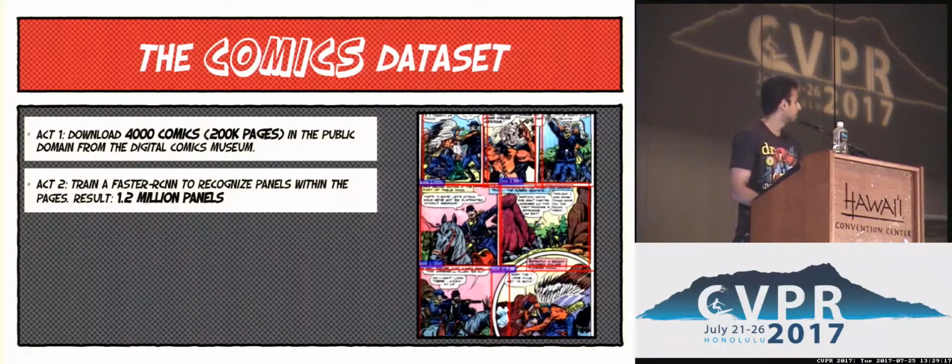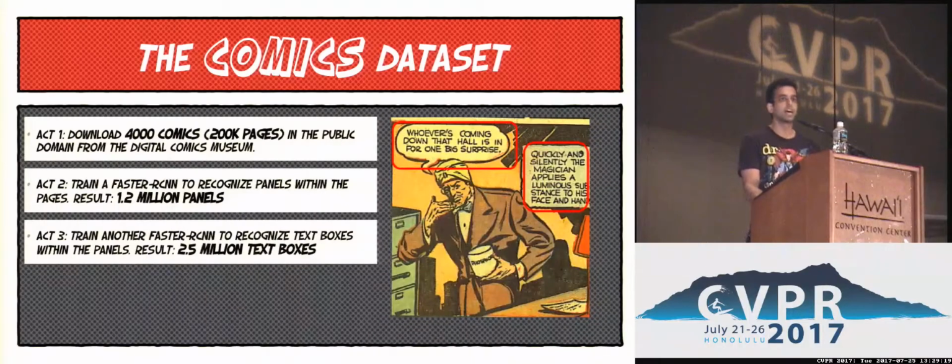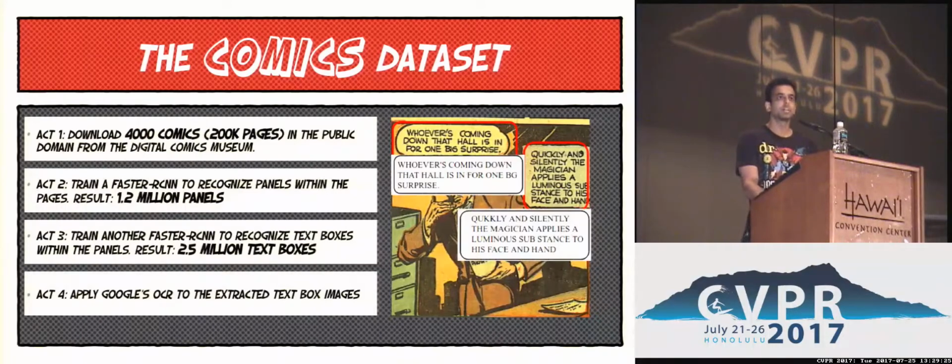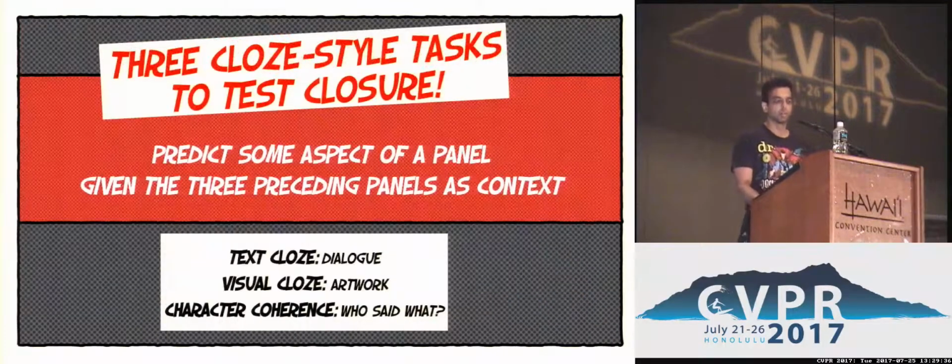In the third step, we extract 2.5 million dialog boxes from these panels by training another faster RCNN. Finally, we apply Google's OCR service to the dialog box images to get machine-readable text, which we can then feed into our models. Now that we have a data set, let's look at some tasks that explore closure.